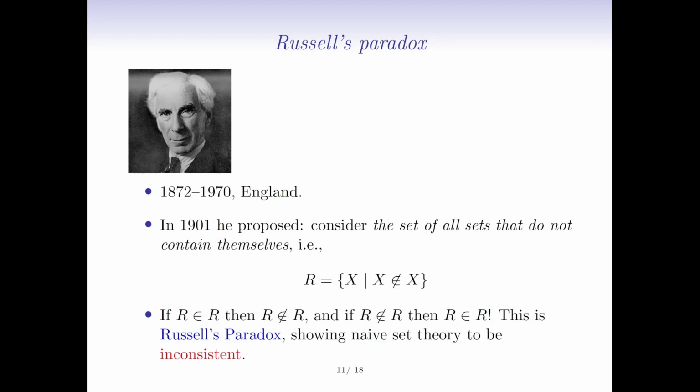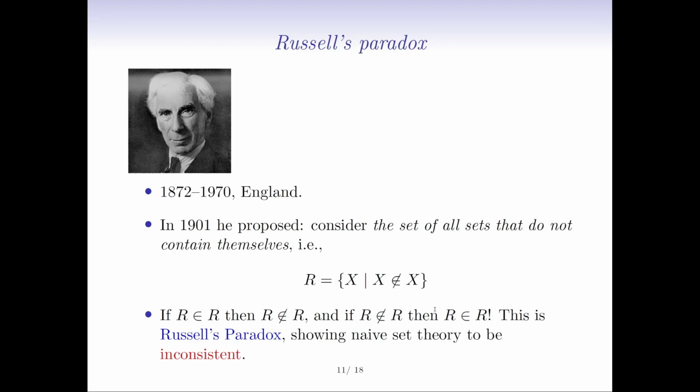Since it's impossible, we conclude that, well, that's where we get to if we suppose that R was a member of itself. So it obviously can't be a member of itself. But then R is not a member of itself, which means that by definition of R, it actually is. R is the set of all things that are not members of themselves. If R is not a member of itself, then it must be a member of R. So again, we have a contradiction.